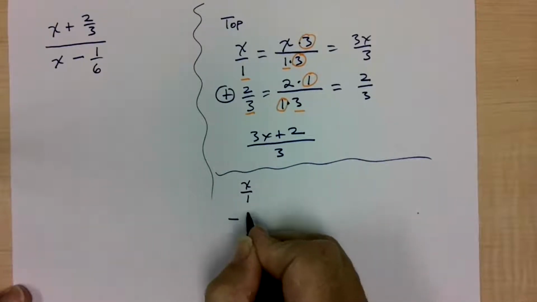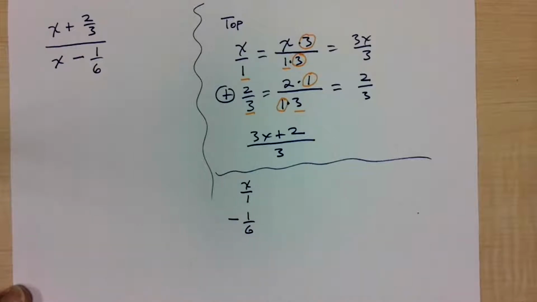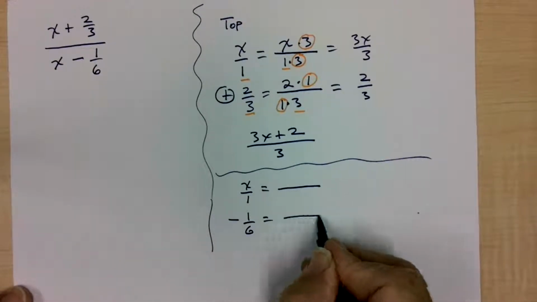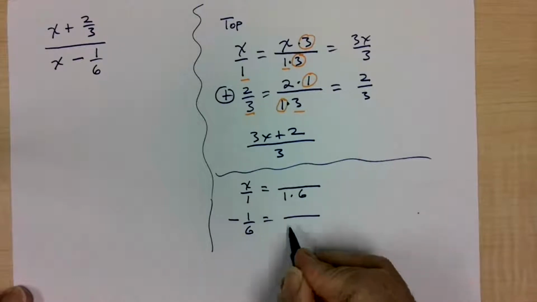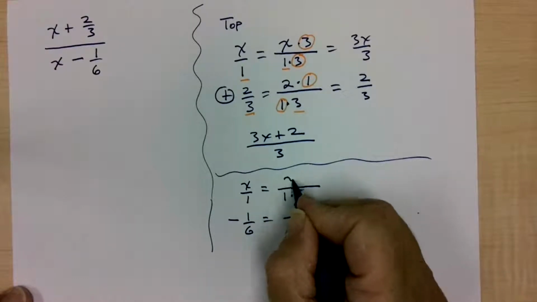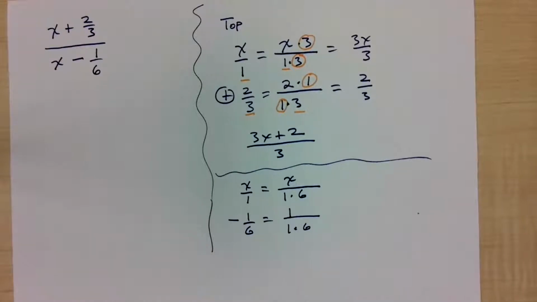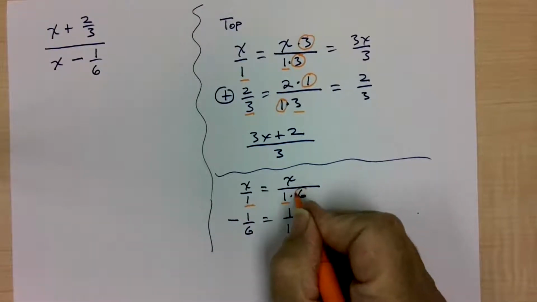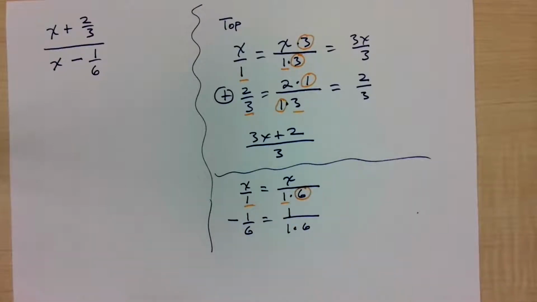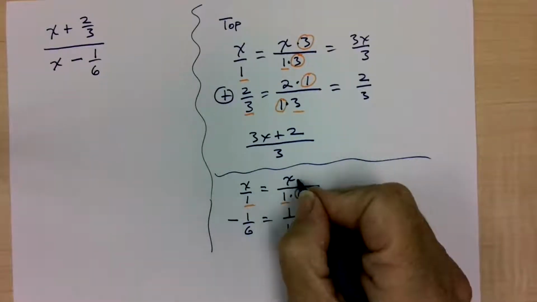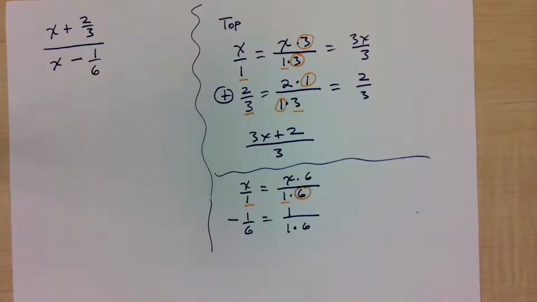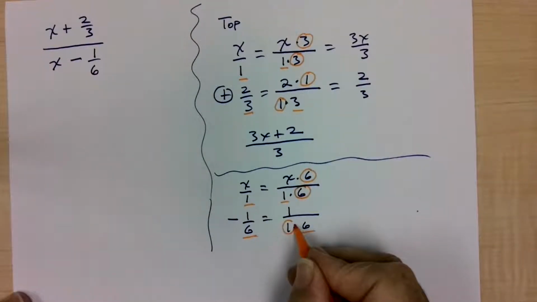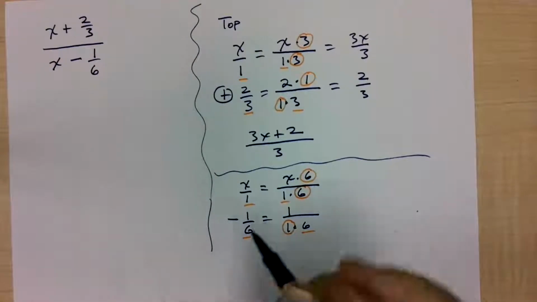Next we have x minus 1/6. x over 1 minus 1 over 6. Let's get ourselves a common denominator, which will be 1 times 6. x and 1, look what's old, look what's new. 1 was there before, 6 is multiplied in. Multiply the top by 6. 6 was there before, 1 is new. Multiply the top by 1.